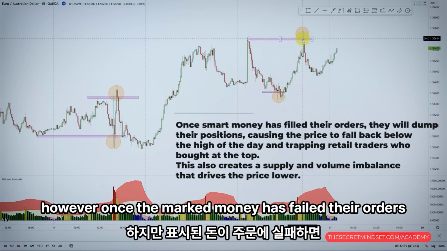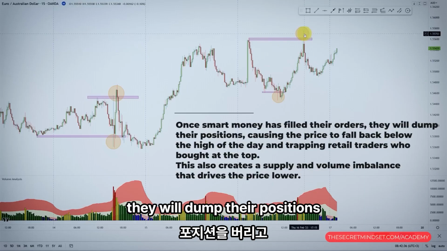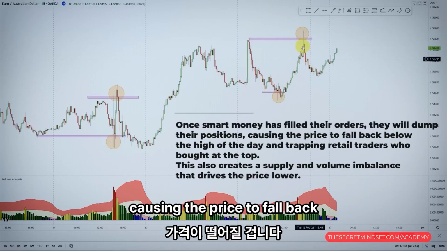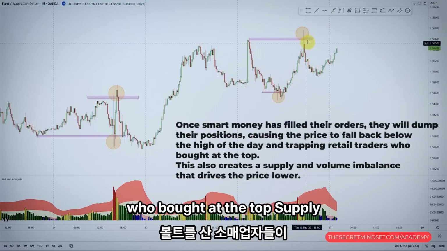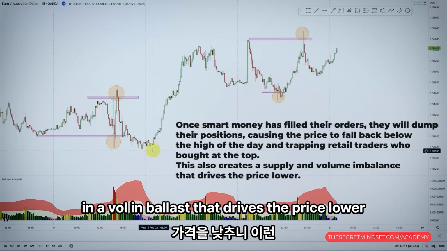However, once smart money has filled their orders, they will dump their positions, causing the price to fall back below the high of the day and trapping retail traders who buy at the top. This also creates a supply and a volume imbalance that drives the price lower.